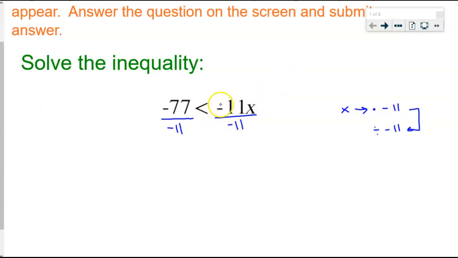A negative 11 divided by a negative 11 divides out, and it leaves me with just x. A negative 77 divided by a negative 11 is a positive 7. And from yesterday's lesson, you should have realized that when we divide by a negative, that is a reflection over the number line. So this less than symbol is going to be reflected to be a greater than symbol. We have to reflect or flip the inequality. The correct answer, what you should have typed into your calculator, is 7 is greater than x.